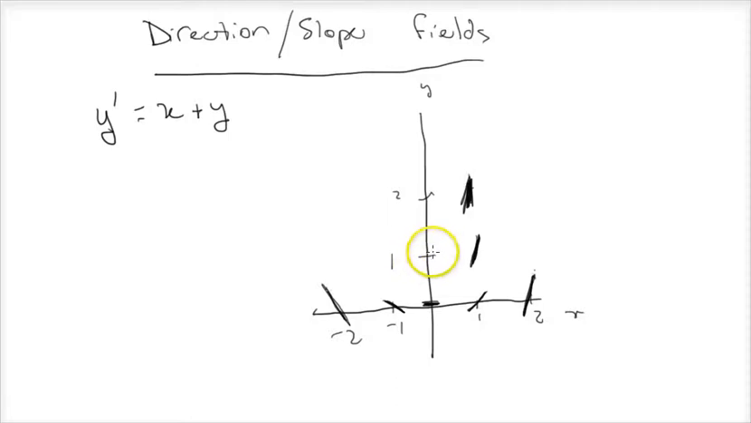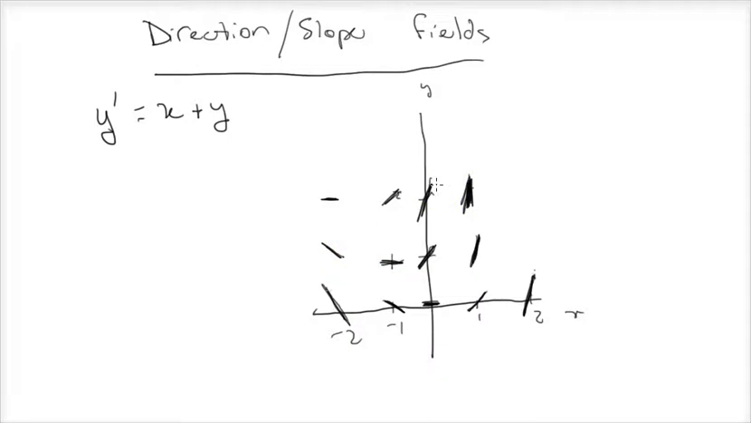So we've got 1, 0 right here, with a slope of 1. We have 2, 0, with a slope of 2. So these slopes are the same, which should make some sense. Now x is negative 1, y is 1. We get a slope of 0 right there, and the same for negative 2, 2. We get a slope of 0. When we have negative 1, 2, we get a slope of 1. And when we have negative 2, 1, we get a slope of negative 1. That's how you need to approach drawing slope fields.